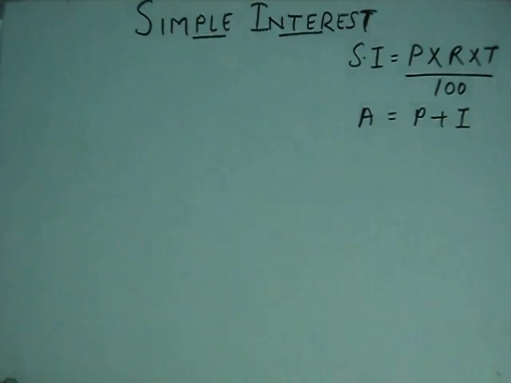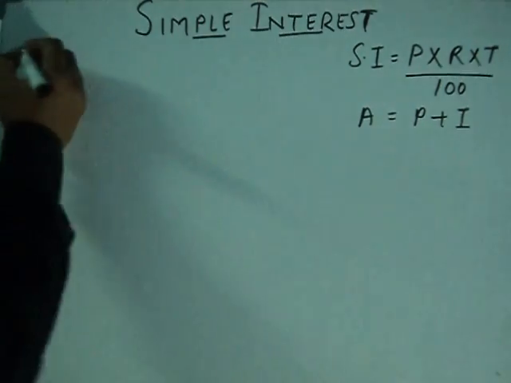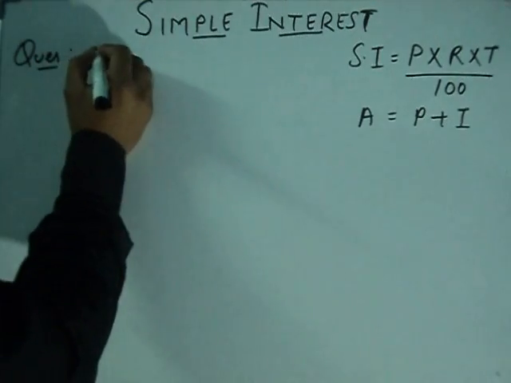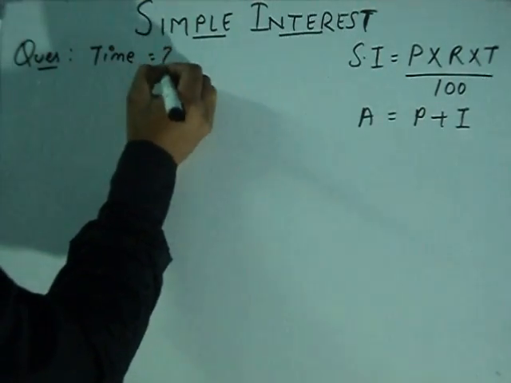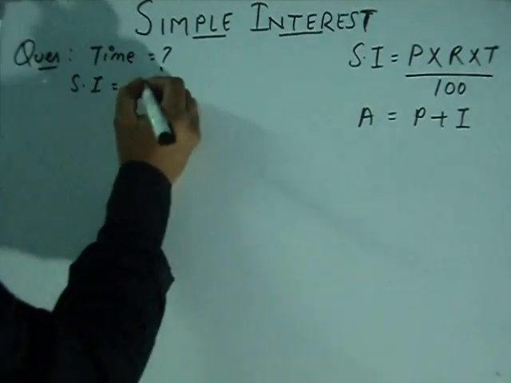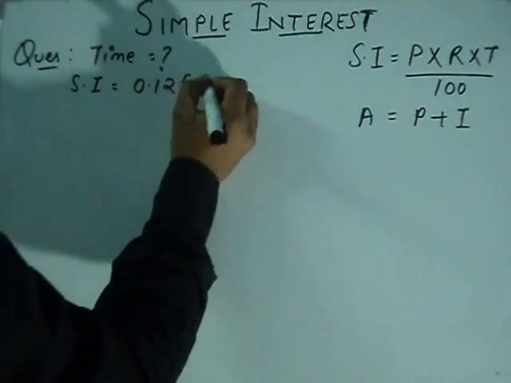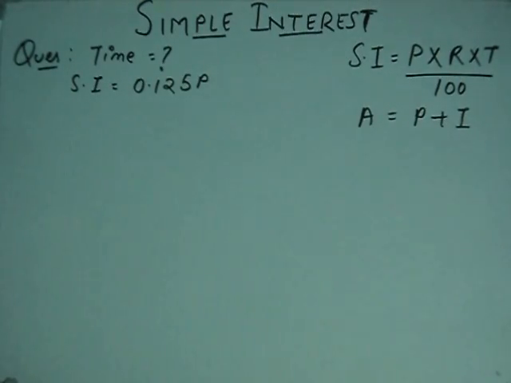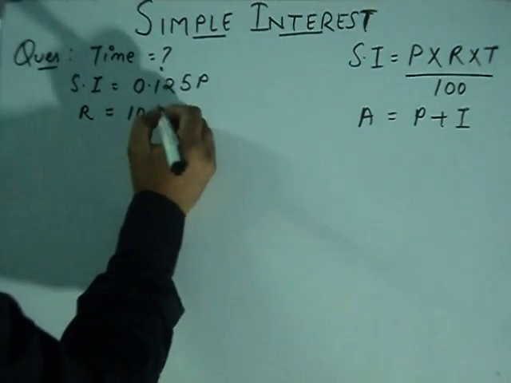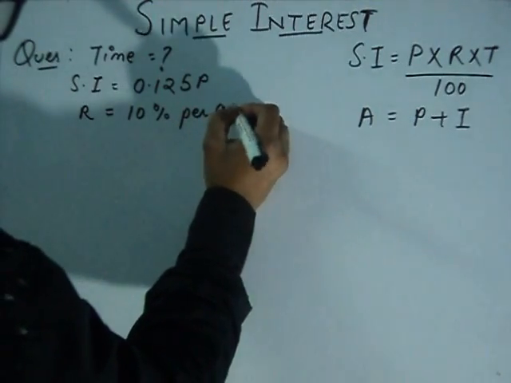So let's discuss a few numericals related to simple interest which make this topic simpler for you. Suppose we have a question where we have to calculate the time in which our simple interest would become 0.125 of our principal value, and our rate of interest is 10% per annum.